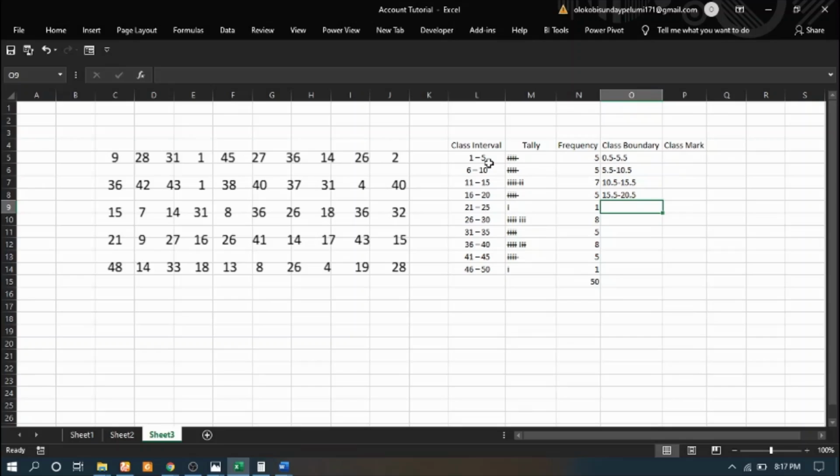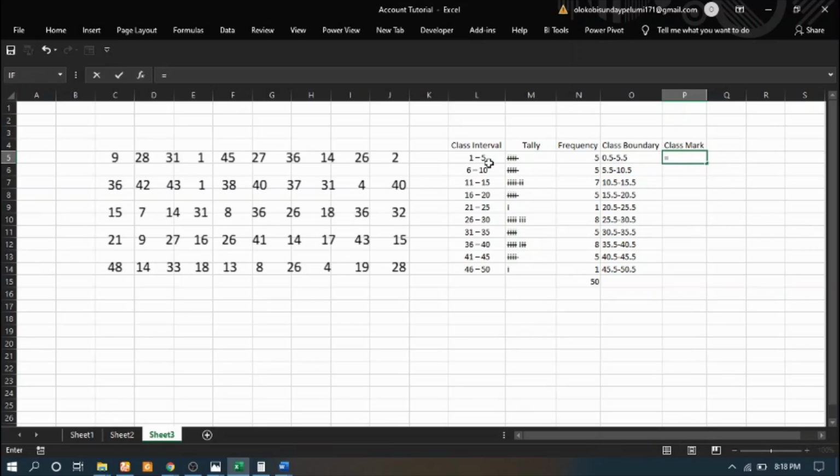Alright, so here will be 20.5 to 25.5. And here is going to give us 25.5 to 30.5, and here will be 30.5 to 35.5, and here is 35.5 to 40.5, and here is 40.5 to 45.5, and here we have 45.5 to 50.5.